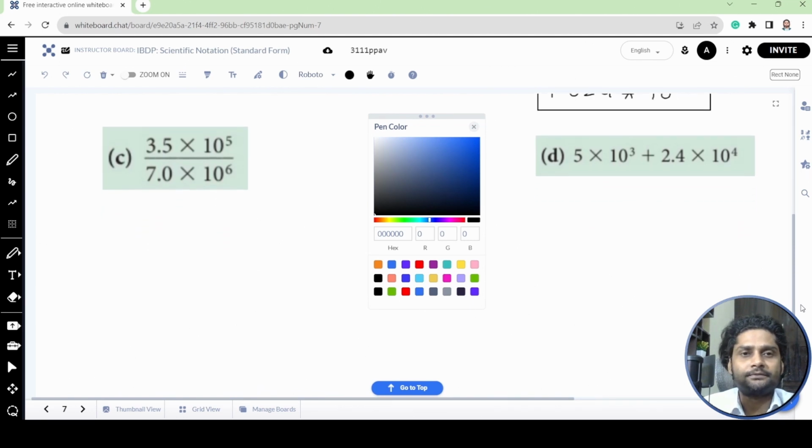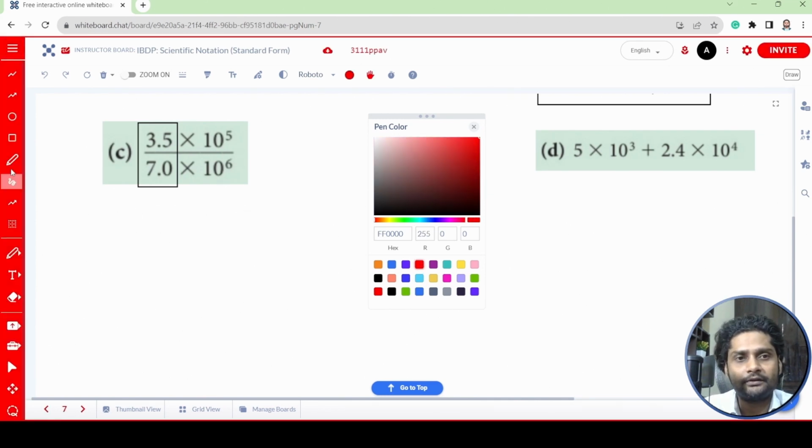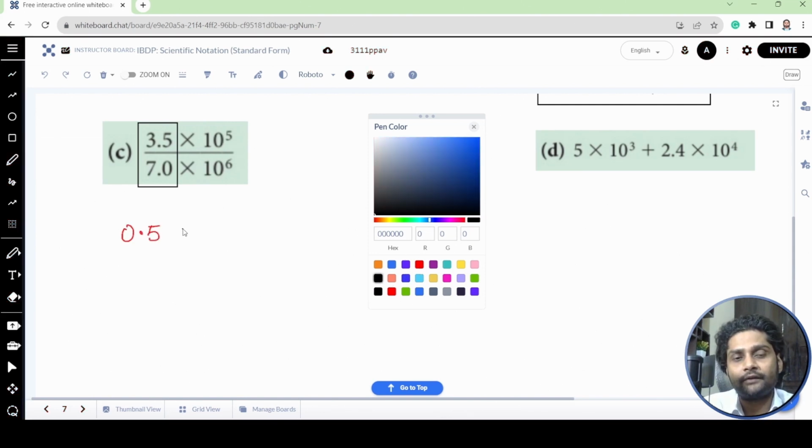Let's take the third example. Students, here we have terms in division. So we already had the rule. First of all, these two terms can be simplified separately. As I divide 3.5 by 7, I get simply 0.5. Okay, I can write down this is 0.5, whereas the terms which are having power, we can apply the law of exponent. When the bases are similar, we have to simply subtract the exponents. We get 10 raised to the power of negative 1 here.